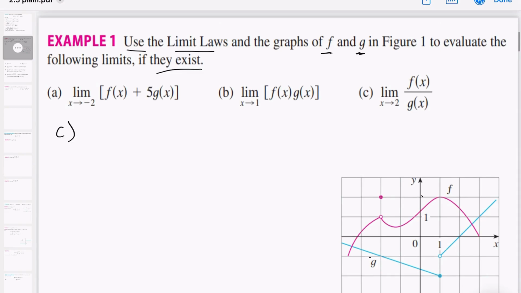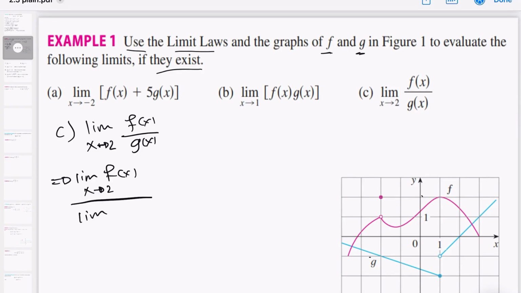Now for part C, it's asking about the limit of the function f over g of x as x goes to 2. So we can use the limit law, the quotient law, and distribute the limit of f of x as x goes to 2 over the limit of g of x as x goes to 2. So now let's go to the graph and see the function f when x goes to 2. Here it is.